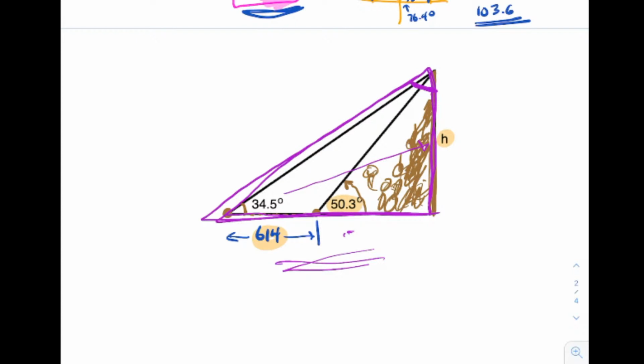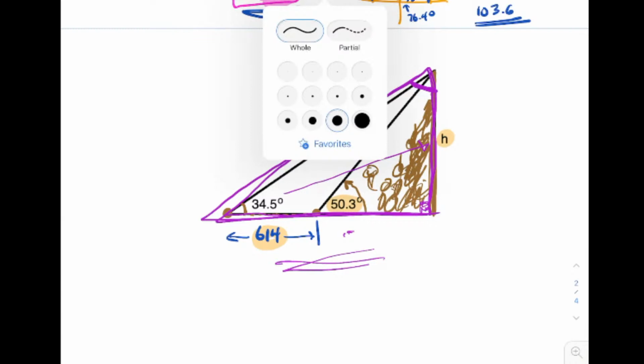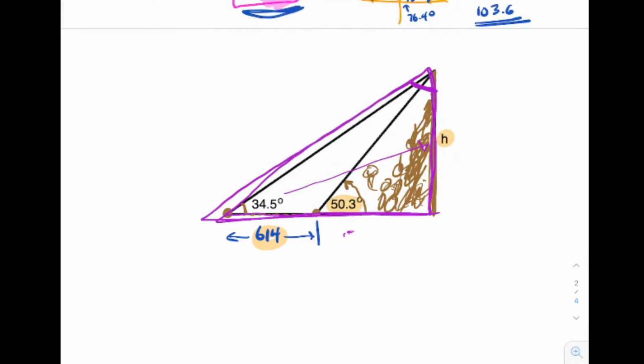I suppose I could, this is a 90. I could do SOHCAHTOA, except I don't know what this is either. So you kind of start walking around saying, man, there's stuff I don't know. So let's erase some of my purple mess here. Okay, that didn't work as well as we were hoping. What else can we do?